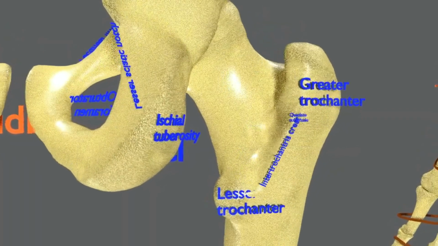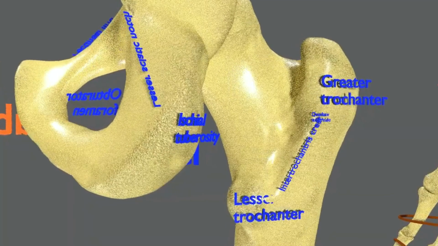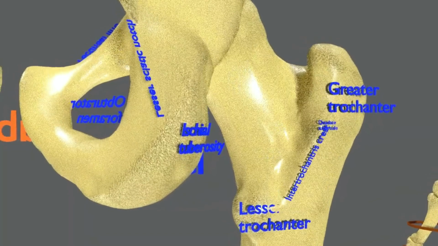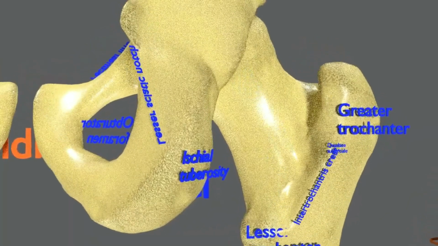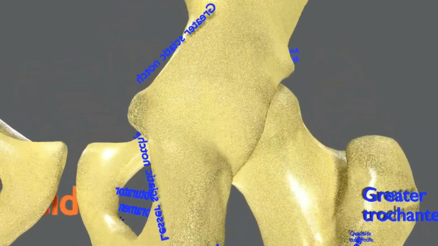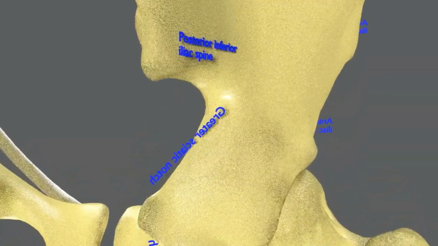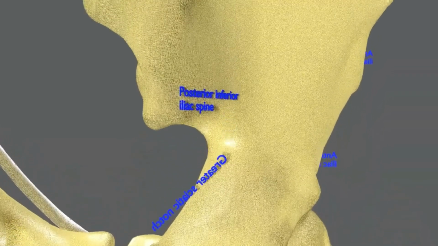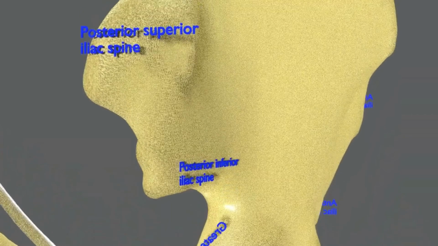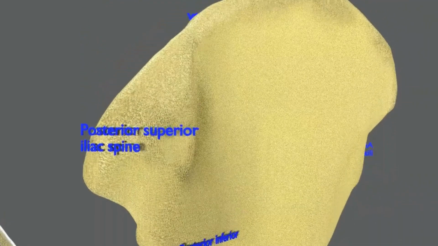At the posterior surface of hip bone, here you see the ischium having body of ischium, lesser sciatic notch, ischial tuberosity, ischial spine, ischial ramus with inferior ramus of pubis and ischiopubic ramus. Between the posterior inferior iliac spine to ischial spine, there is greater sciatic notch. Superior to the posterior inferior iliac spine is posterior superior iliac spine.